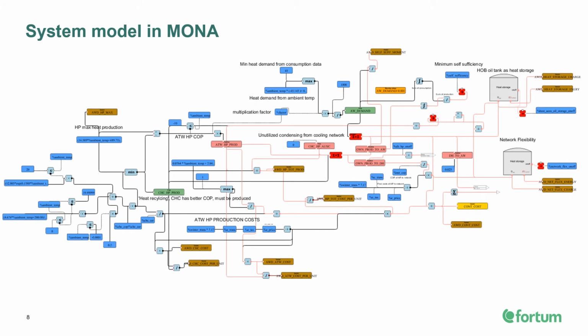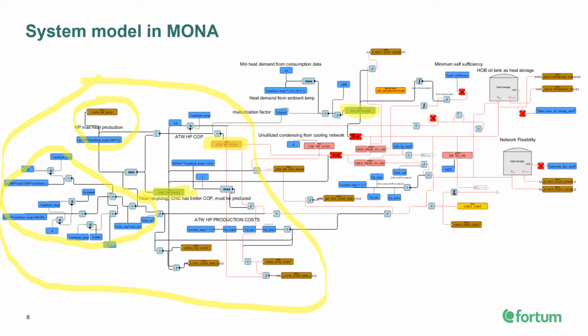And here is the entire Aalto district system modeled in Mona. First, on the left, we have the heat pump production. There is the cooling production unit, which is modeled here. Here we get the cooling demand based on outside temperature. Here is modeled the maximum capacity of heating the heat pump can provide. And finally, here is the decision variable of the heat pump unit, how much heat it will actually produce. The model will then match it with the demand right here.